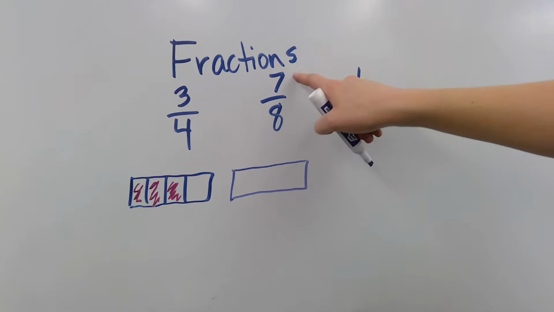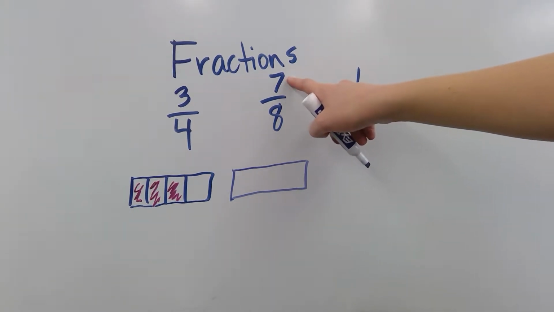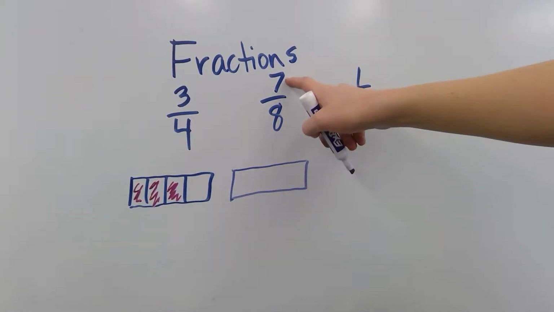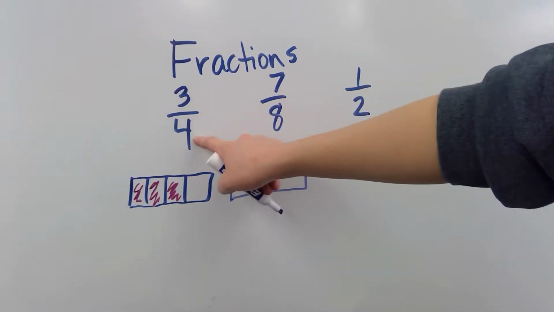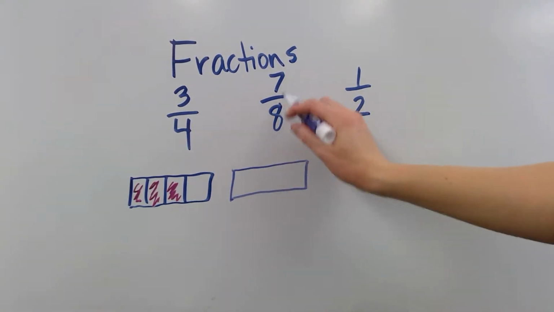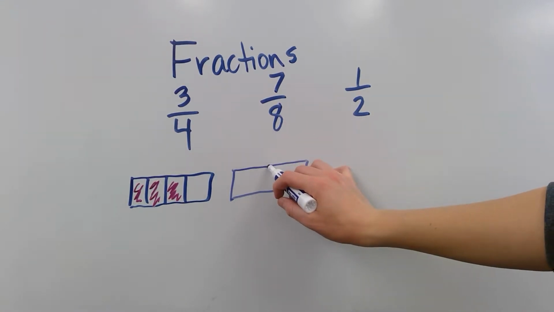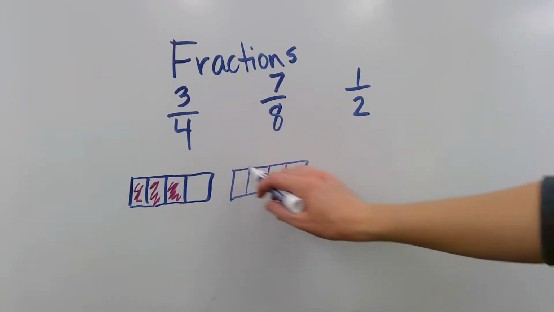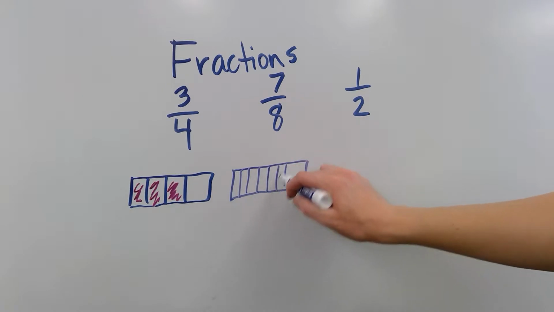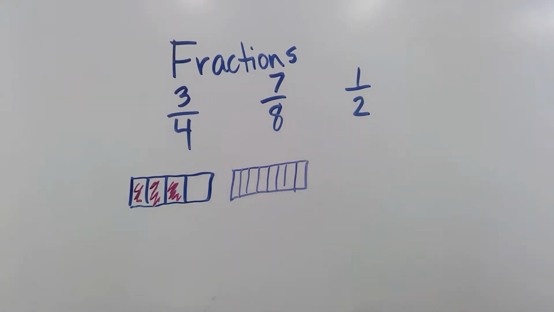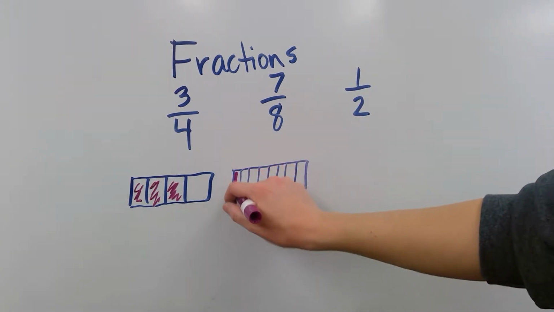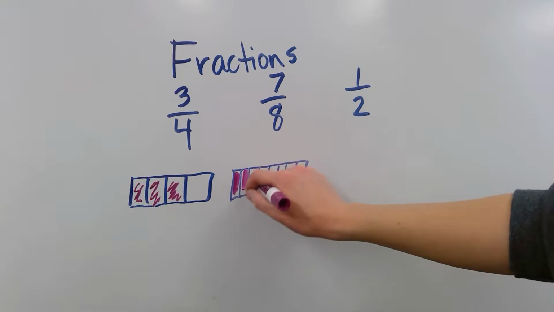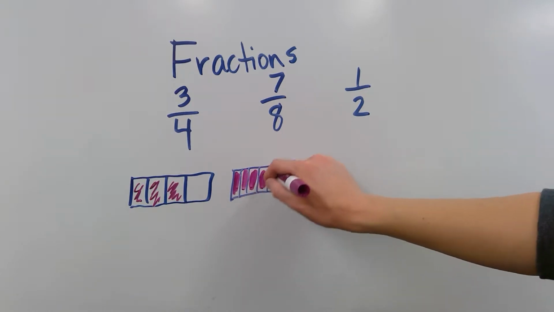I should also say when we read it, we read the top number, the numerator, and then the denominator. So this is 7/8, 3/4. So my denominator tells me how many it takes to make one whole. So there would be 8 boxes. My whole is split into 8 boxes. And then my numerator tells me how many I have. So I have 7 of those boxes.